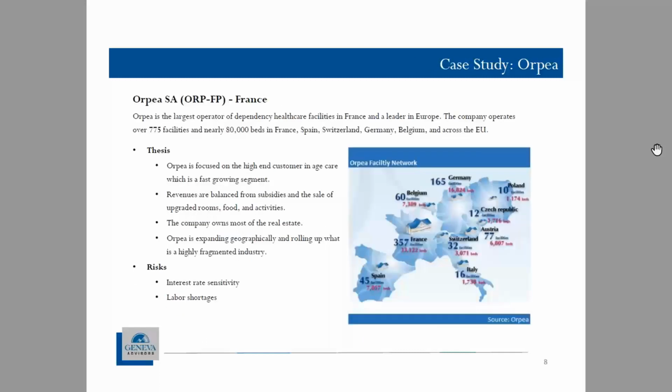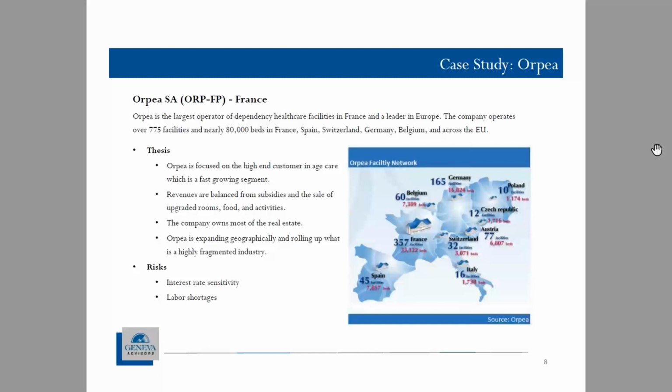Another one's Orpea. Orpea is a French company that is the leader in retirement homes and healthcare facilities throughout France and really most of Western Europe. They have 775 facilities, the majority, as you can see here, in France, but they've done an excellent job of expanding into Germany, Switzerland, Belgium, and Spain. They are now moving to the east, where they've started to acquire units throughout Eastern Europe.